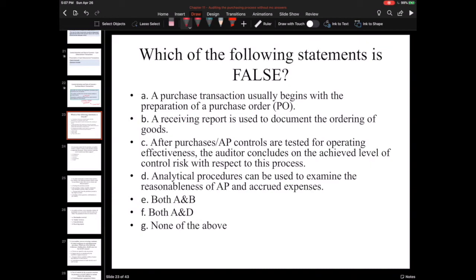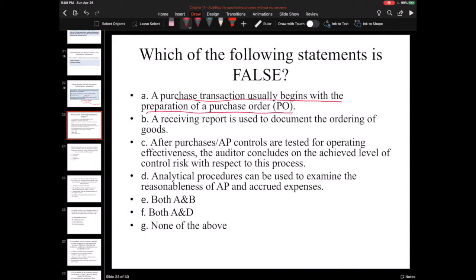So hopefully you have answers to all these questions now. And we will go through the questions. Okay, so which of these statements is false? So we start off with a purchase transaction usually begins with the preparation of a PO.